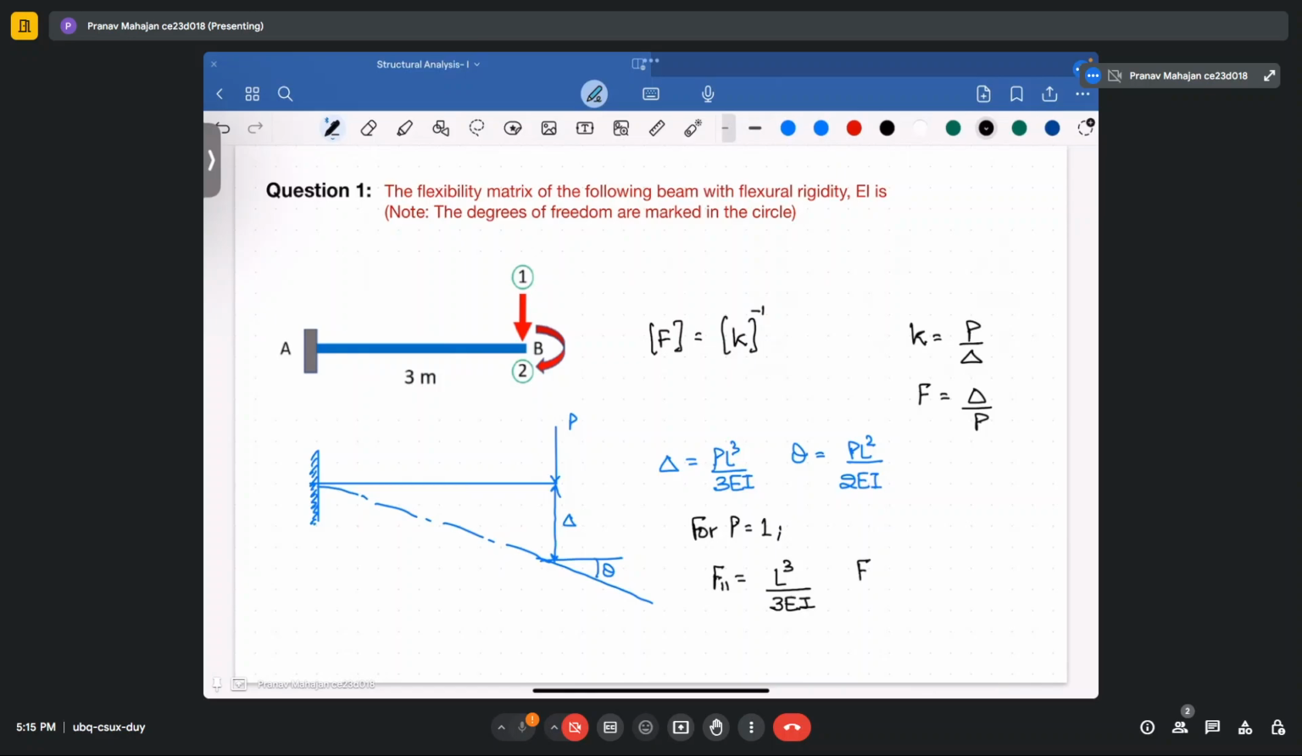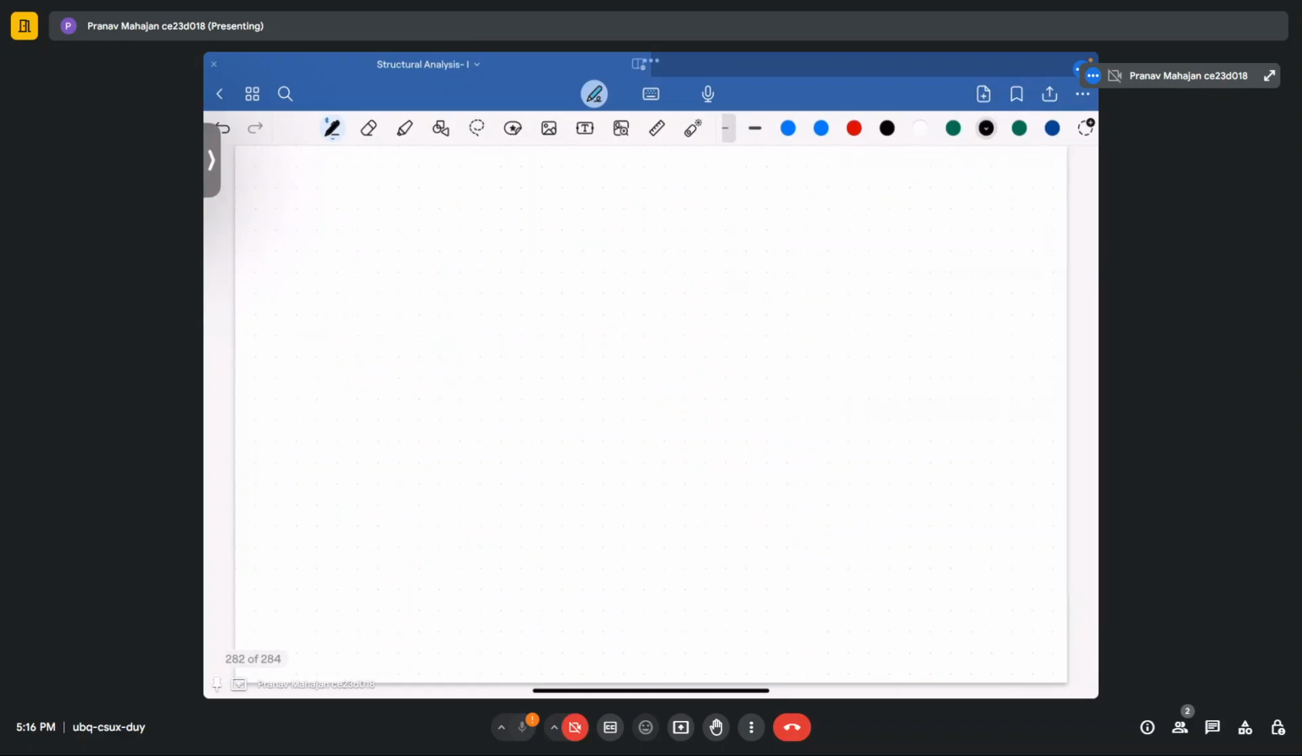Your F12 will become L square upon 2EI. So in this case, your L is given to be 3 meter. So by substituting that, you will get the value of F11 as 9 upon EI and F12 as 4.5 upon EI.